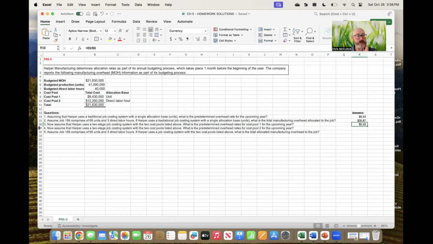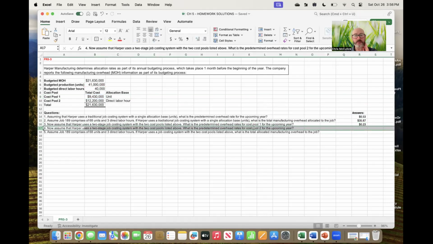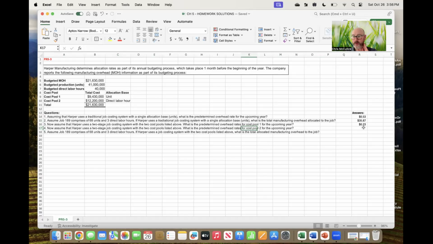It says do the same thing for cost pool number two now. So we'll go here. We'll take cost pool two and divide by the driver, which is direct labor hours. So we'll go to direct labor hours, click this, and that gives us 305 per direct labor hour.